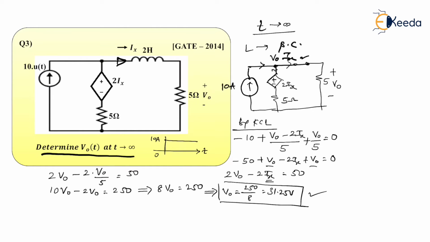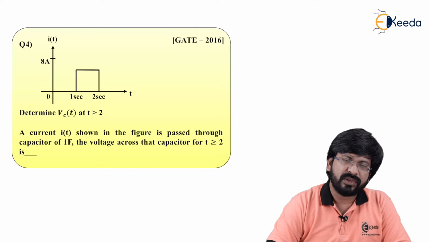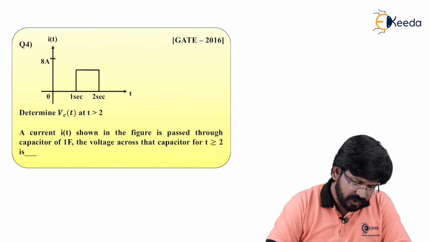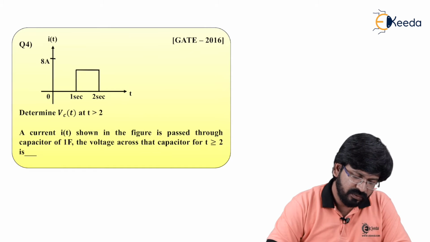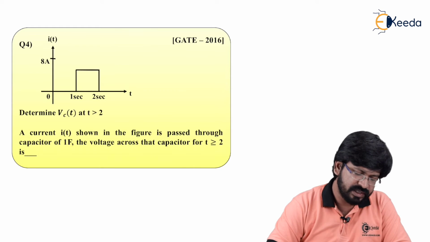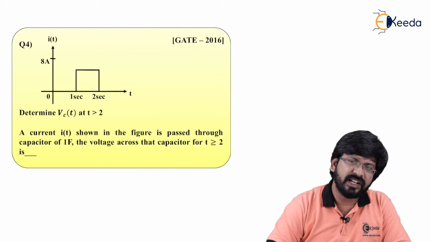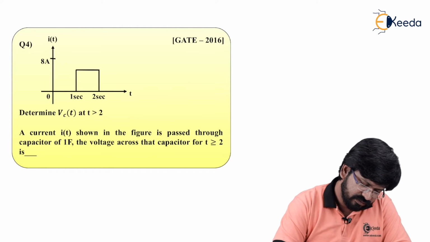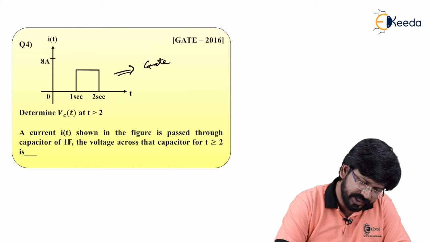Let's move to the next problem now. Question number 4 has now appeared on the screen. I of t response is given. As you can see, it is valid from 1 second to 2 second, meaning I of t is non-zero between 1 second and 2 second. It is equal to 8 ampere. After 2 second it is 0. Before 1 second it is 0. In signals and systems, this signal is called a gate signal. So it has got a standard name. It is nothing but a gate signal.